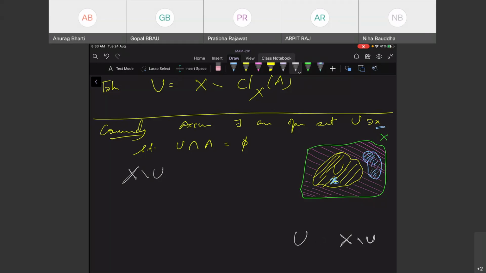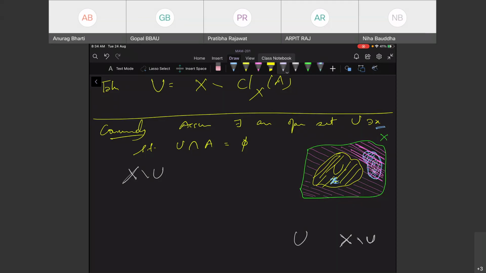Arpit Raj, where is A sitting? Sir, it is in X minus U. It is in X minus U because U intersection A is empty, and in the figure you can see it clearly. So this part is X minus U, and A is sitting here. This part is A.